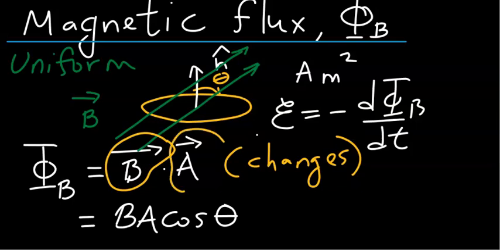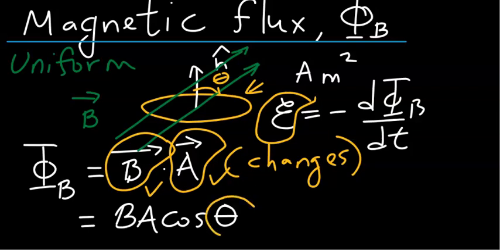Or the area of that loop. If the area changes, the magnetic flux changes. And the third way is when the orientation of this loop changes with respect to the magnetic field. Because when the orientation of that loop changes, that would change the angle theta. And when angle theta changes, the magnetic flux changes, and that will give us an induced EMF.